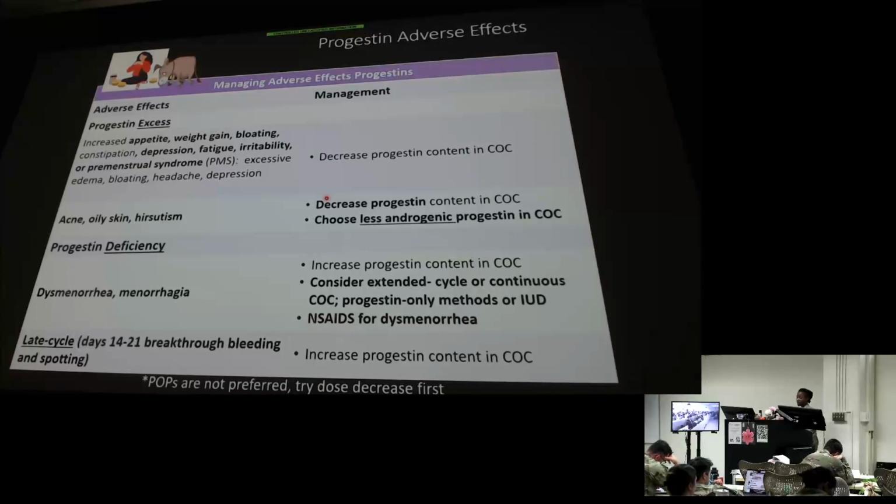You can also, again, use those NSAIDs for that. You can give them that extended cycle. They will probably already likely be on one of these that is essentially an extended cycle if you think about it, right? Because there's no placebo days. And then you also see where they can have that late cycle breakthrough, right? So this is now happening more so at the end.